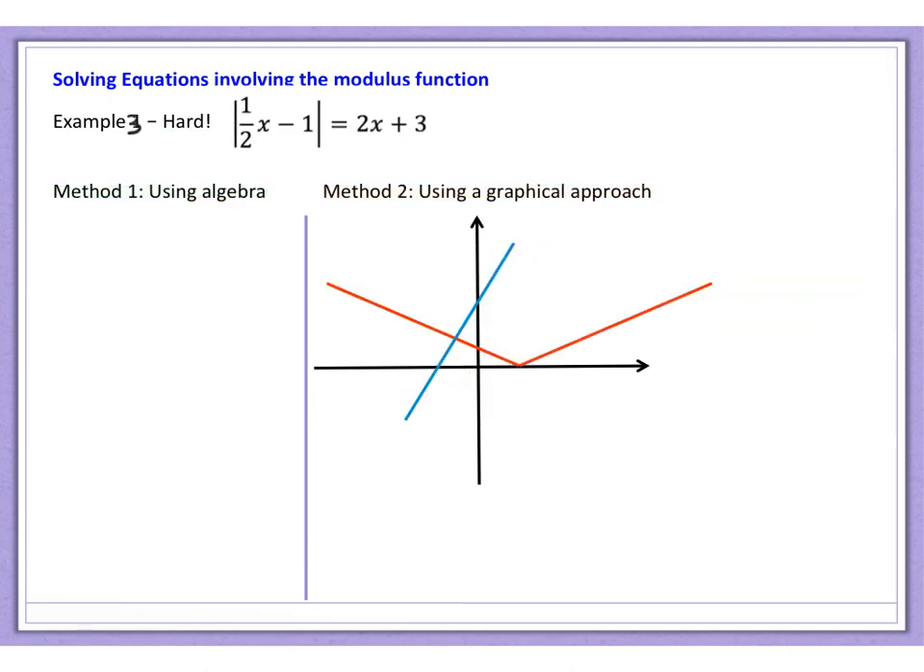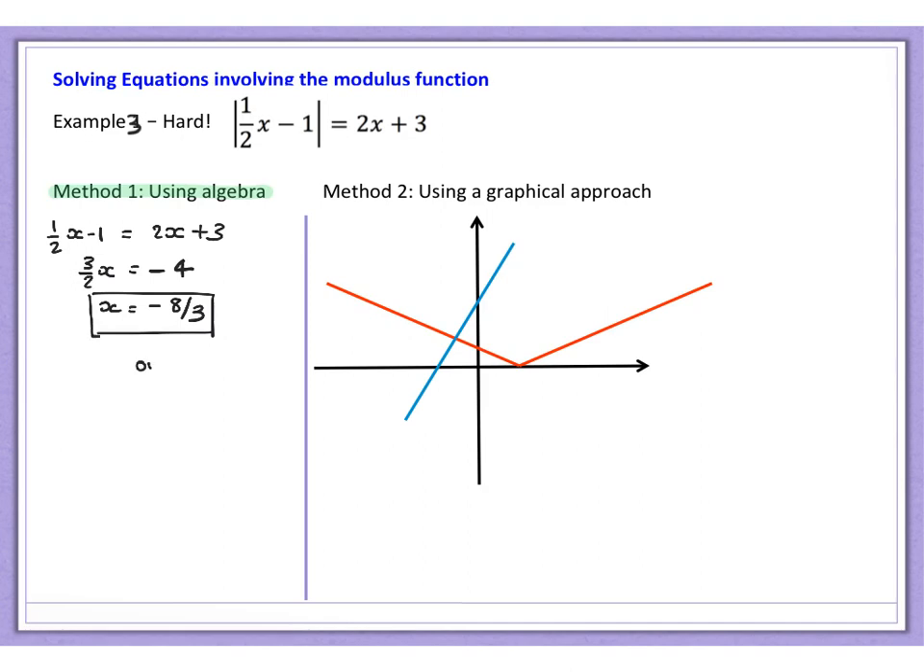So, example 3, let's take a look at this equation. We will attempt this using algebra first of all. Let's start off with half x take away 1 equals 2x plus 3, exactly the same approach we've used for the two previous examples. Now, if I rearrange this, I get 3 over 2x is equal to negative 4, and x is then equal to negative 8/3, which gives me one answer.